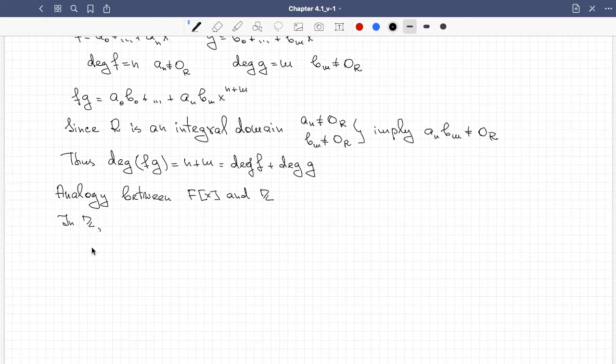We know everything about units, and that is very simple. The only units, the invertible elements, are 1 and -1. All other integers do not have a multiplicative inverse.